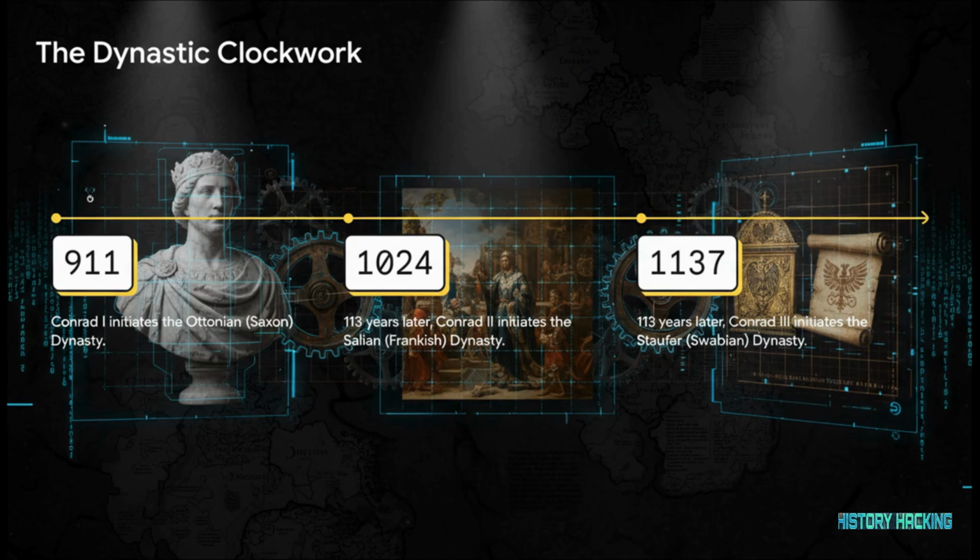In the year 911, a guy named Conrad I kicks off the first dynasty. Then, exactly 113 years later, in 1024, another Conrad, Conrad II, starts the next one. And then, like clockwork, exactly 113 years after that, in 1137, Conrad III starts the third dynasty. 3 major dynasties, each one launched by a king named Conrad, each one separated by precisely 113 years. I mean, come on. That's not a coincidence.